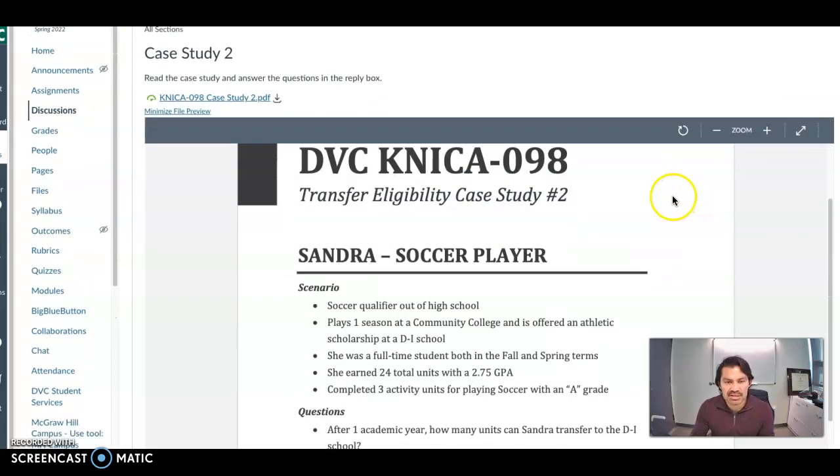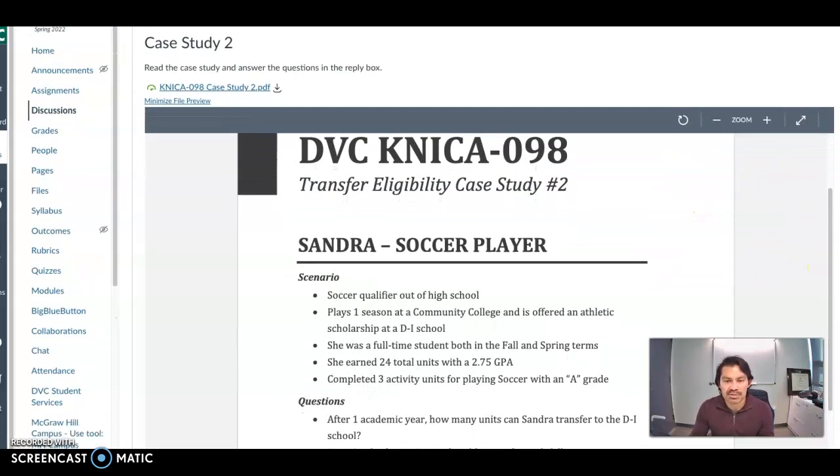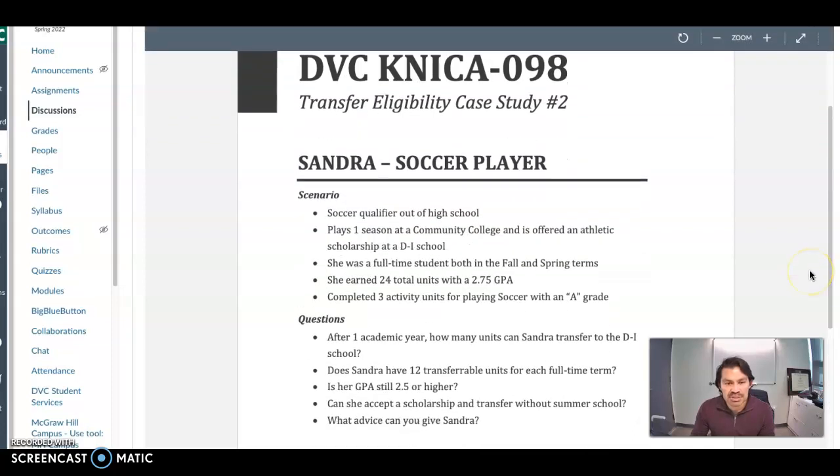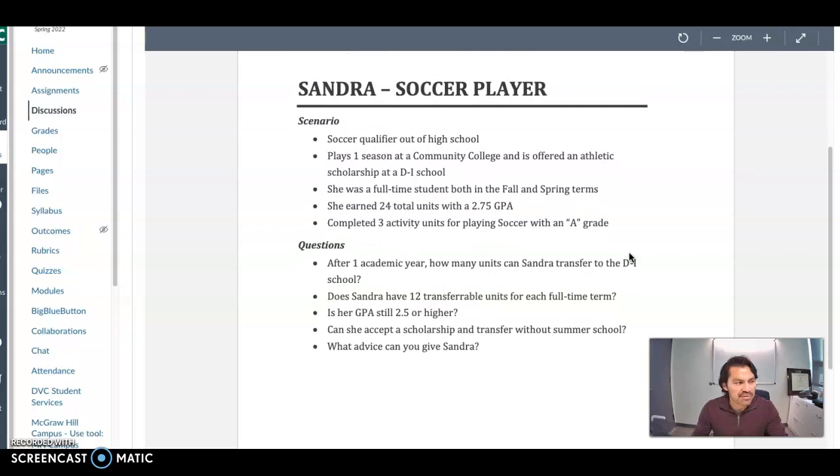Alright, moving on to our second case study. We have a soccer player who's a qualifier out of high school. She plays 1 season at a community college. So she didn't go straight to a 4-year institution. She went to her local community college, and she's offered an athletic scholarship at a D1 school after the first season. She was a full-time student for both the fall and spring terms, and then she earned 24 total units with a 2.75 GPA, completed 3 activity units for playing soccer with an A grade. So knowing all of that, after 1 academic year, how many units can Sandra transfer to the D1 school?